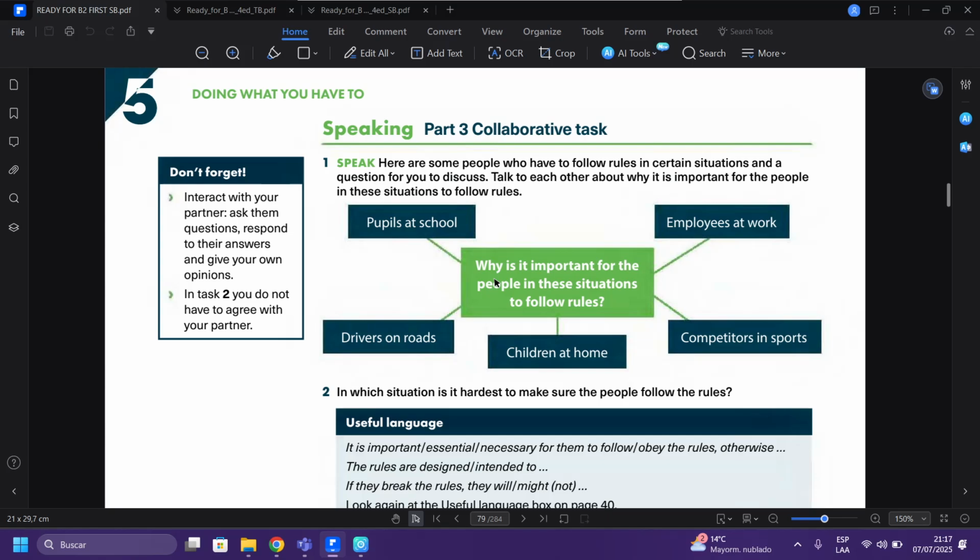Yeah, that's it. So let's go over employees at work. I think it is essential and crucial to follow rules in this kind of environment because you are working with people and you are dealing with specific situations, right? Yes, because it's about your work. It is not for this moment. No, it's your work.